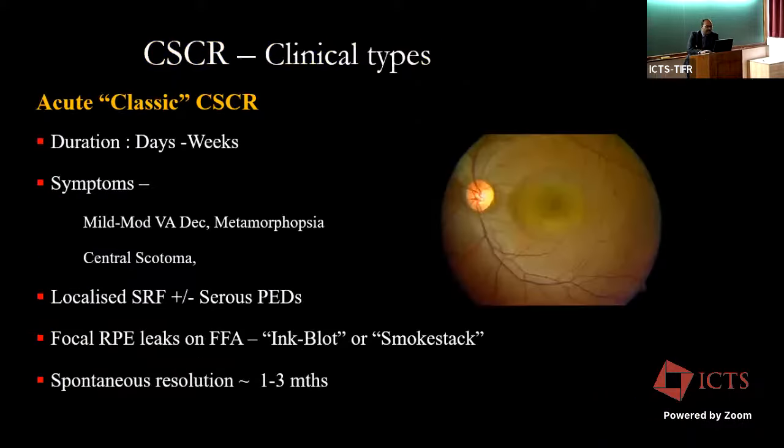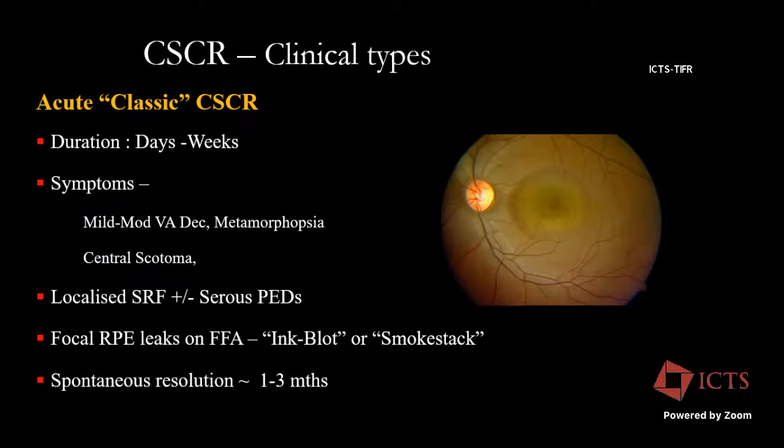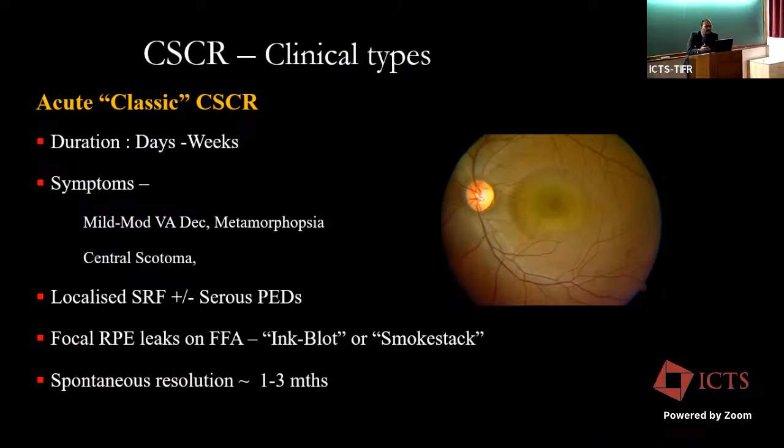So you can get an acute CSR, which is the classic form, where it can happen in days or weeks. The symptoms are mild to moderate acuity reduction, a little waviness, metamorphopsia, a central field defect. People come in typically saying, "This is my central vision, I can see a black 1 rupee coin kind of black shadow there, and it's continuously moving."